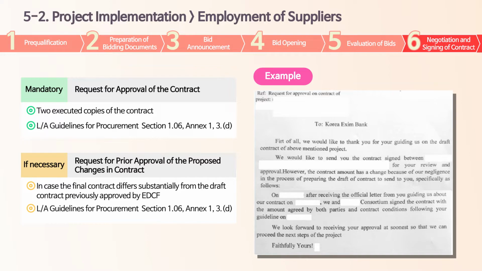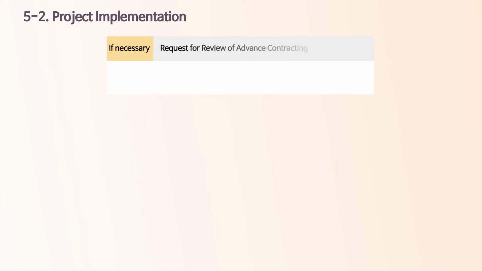Now, you have successfully hired a supplier for the project in addition to a consultant. But before moving on to the disbursement procedure, let's check on 2 more documents that are frequently submitted during the procurement stage. The first document is the request for review of advanced contracting.